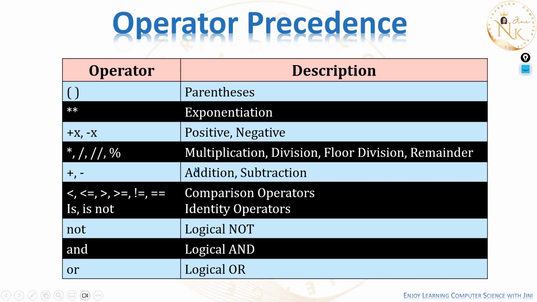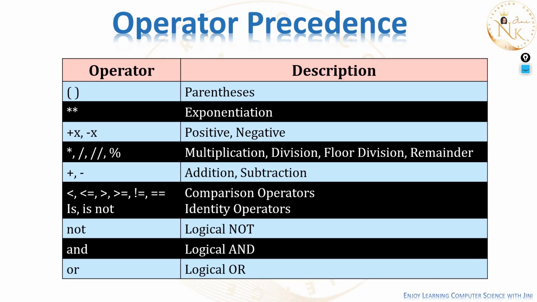Then plus and minus, addition, subtraction. Then all the comparison operators and identity operators have the same precedence, so they have to be evaluated from left to right. Then not, and, or. You have to evaluate first not, then and, then or. Please learn the operator precedence thoroughly. You will be getting at least one or two 2-mark questions to evaluate an expression with this operator precedence. So: parenthesis, exponentiation, positive, negative, multiplication, division, float division, remainder, then addition, subtraction, then comparison operators, identity operators, not, and, or.